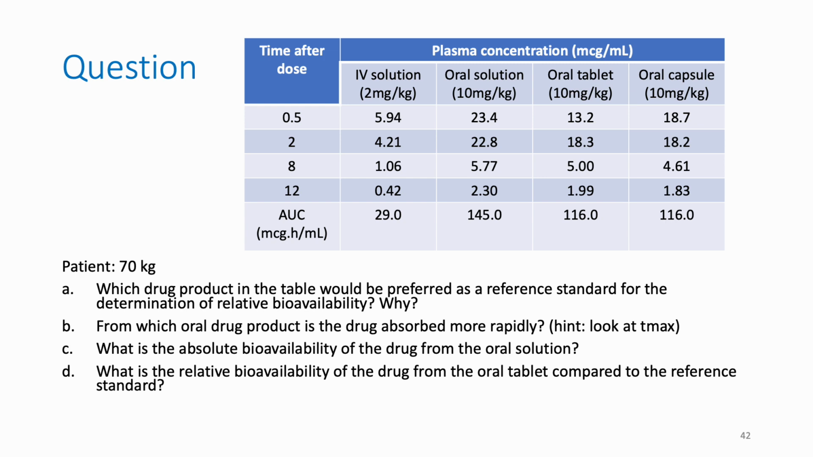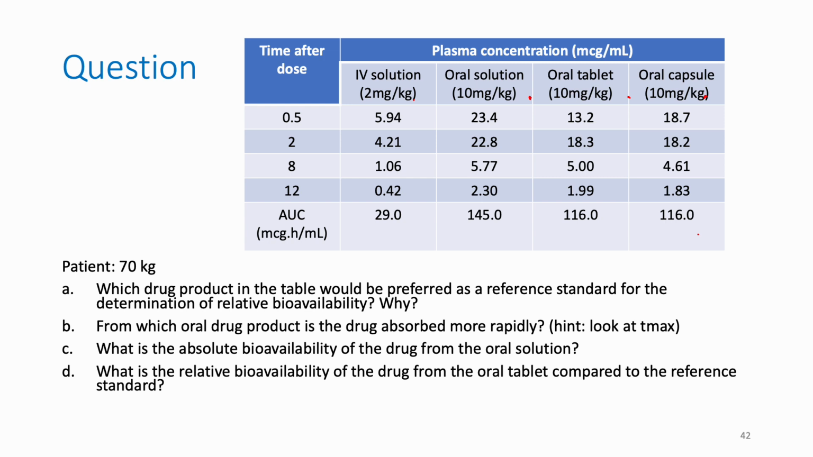Next question. You have a data set from the table here. You have the time after dose, different times, and you have different kinds of dosage form: IV solution, oral tablet, oral capsule, and then you have different doses here. And for every time after dose, you have different plasma drug concentrations, and then the AUC of each dosage form. You have the AUC value here, and the patient is 70 kilograms.